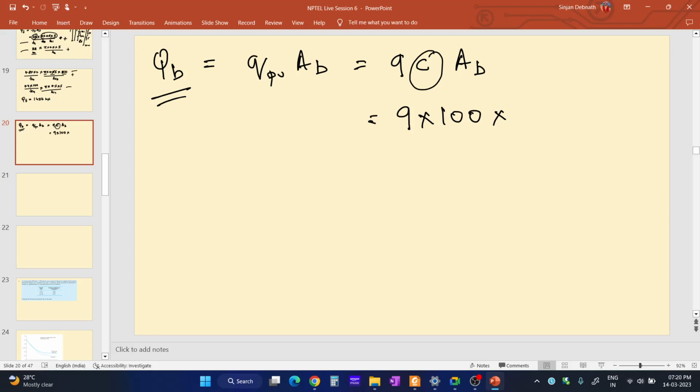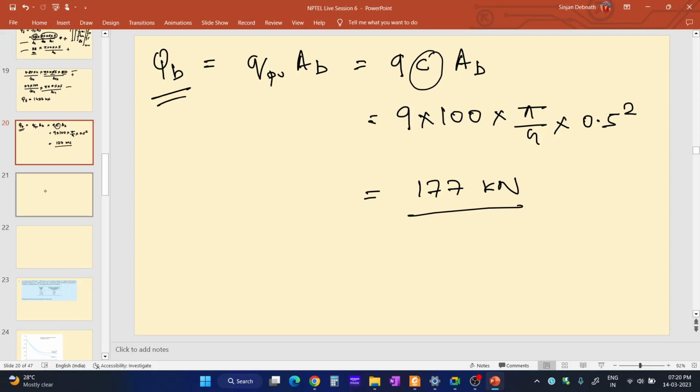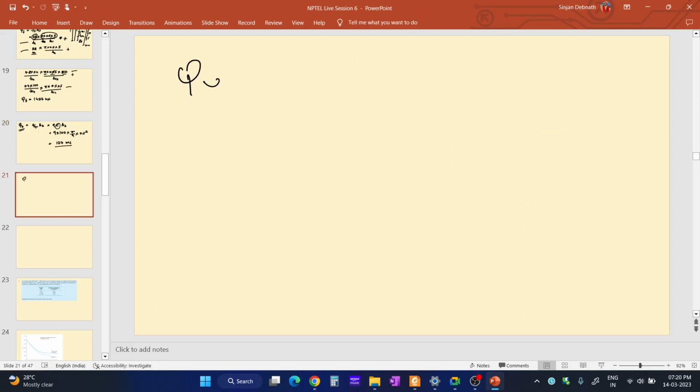What is the area of the base of the pile? The diameter is 0.5 meters. So that means pi by 4 into 0.5 squared. If you calculate this, QB will come out to be 177 kilonewton.